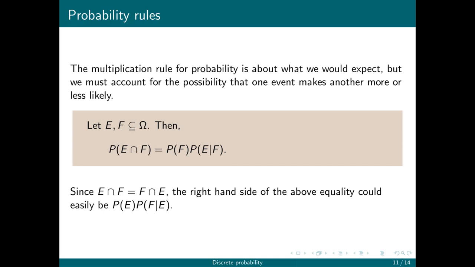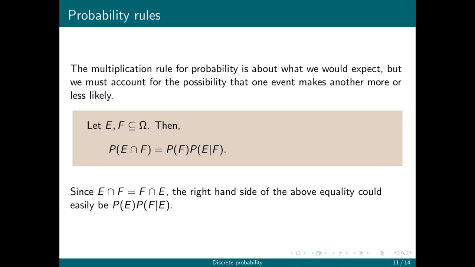The multiplication rule is pretty close to what we'd expect, but we have to account for the fact that if F occurs, then that might make E more or less likely. So we're going to let E and F be subsets of omega. Then the probability of E and F is equal to the probability that F occurs, multiplied by the probability of E given that F occurs. Remember, we have to pay attention to whether or not F affects the probability of E.